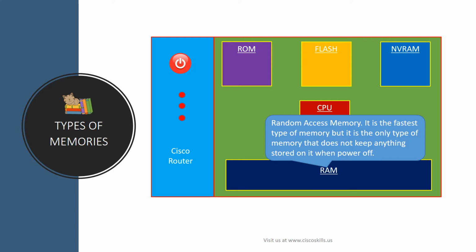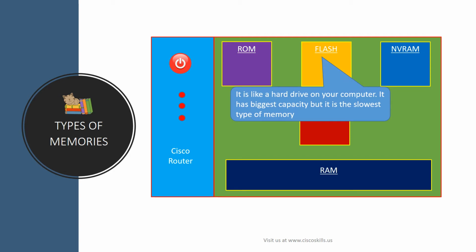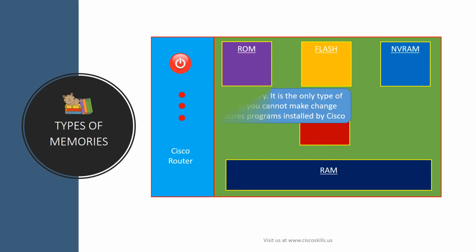The next type of memory is NVRAM or non-volatile RAM. It is the second fastest type of memory and it keeps anything stored on it when power off. Flash is like a hard drive on your computer. It has biggest capacity, but it is the slowest type of memory. ROM is read-only memory. It is the only type of memory that you cannot make change to it. It stores programs installed by Cisco.